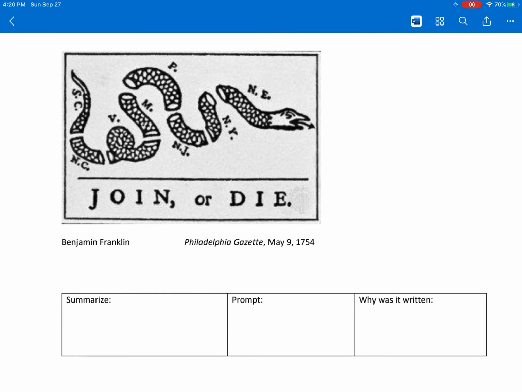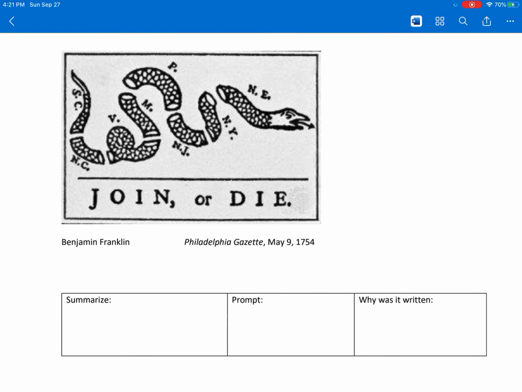And if you look at this political cartoon, you can see this serpent, this snake, is disjointed, right? We see SC, South Carolina, North Carolina, Virginia. You see that big loop of Virginia, Maryland, Pennsylvania, New Jersey, New York, and New England, the whole head. And so Ben Franklin creates this political cartoon to say, listen, if we're divided and segmented up, we're not going to survive.